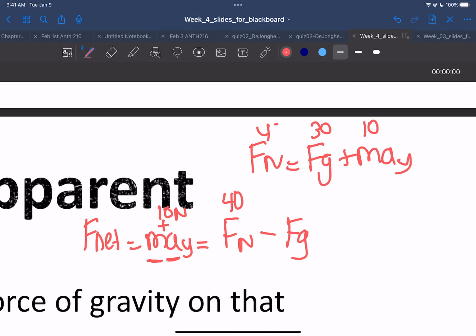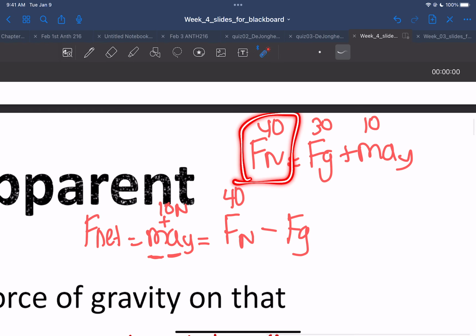This is 10 and this is 40, right? So what you see is that your force of gravity is going to be less than your normal force. In fact, your force of gravity, your weight, plus the net force that the elevator is exerting to pull you upwards, is going to be equal to your normal force. So the normal force is going to be bigger than your force of gravity.